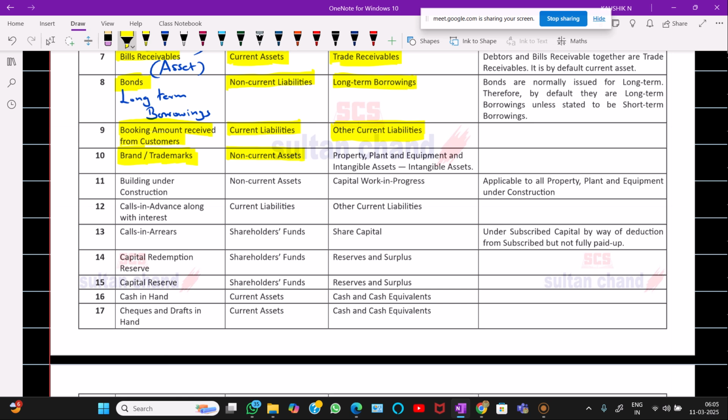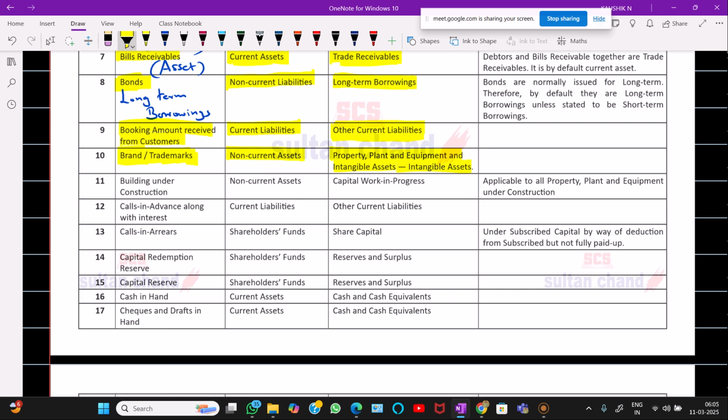Basically, this trademark or the brand, it comes under property, plant and equipment and intangible assets. It is an intangible asset. So this is the only category that can fit the trademark or brand. Okay, it is an intangible asset. Any doubt in the first 10 items?